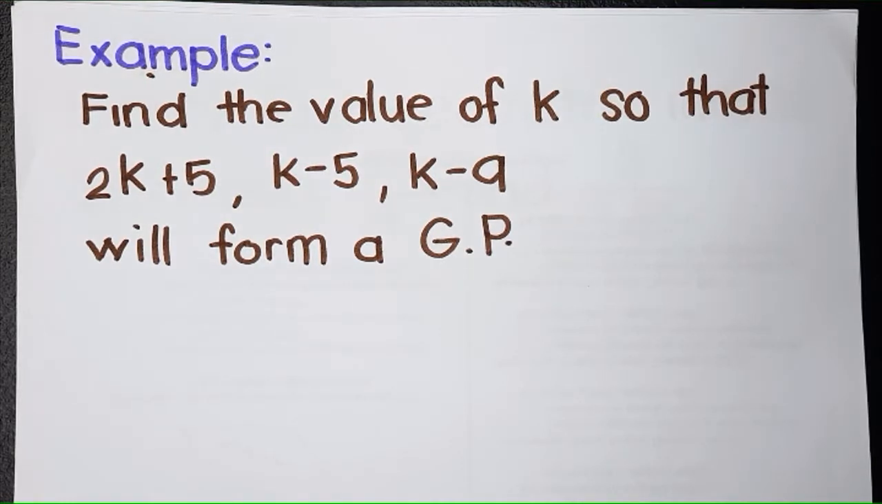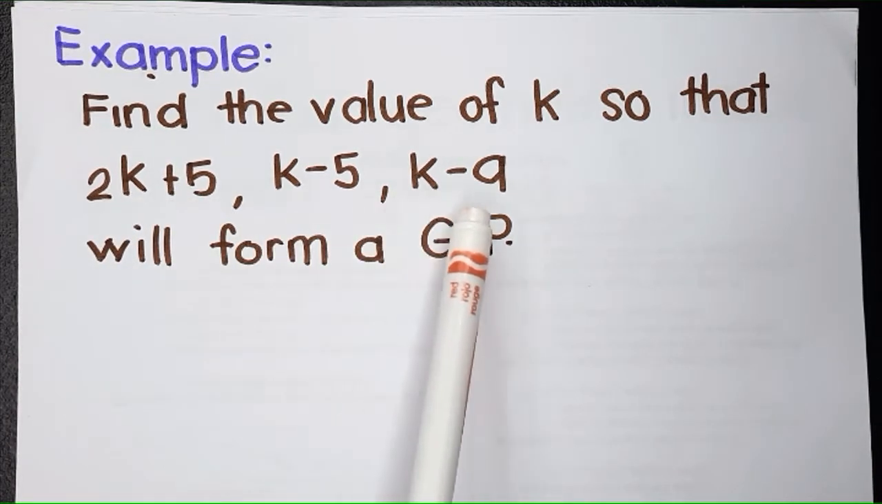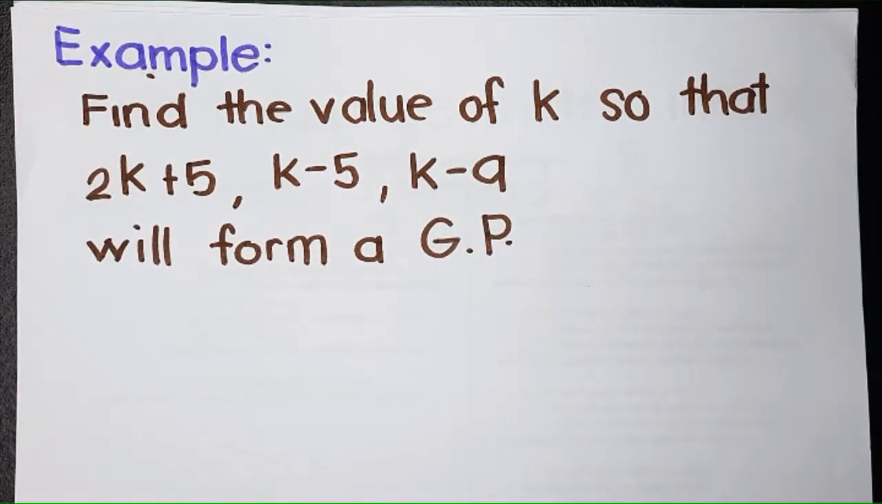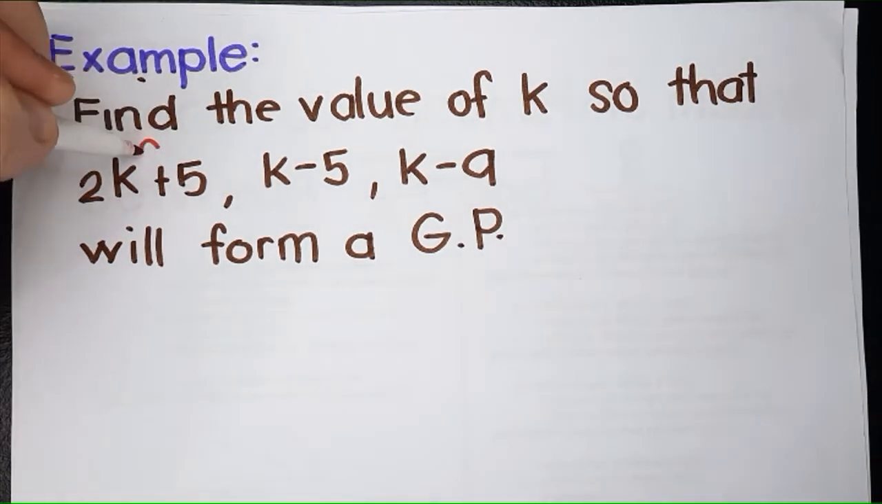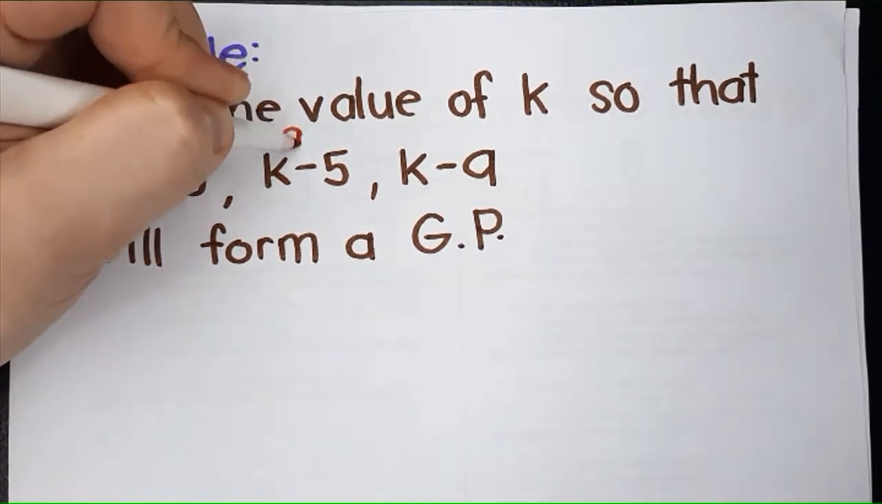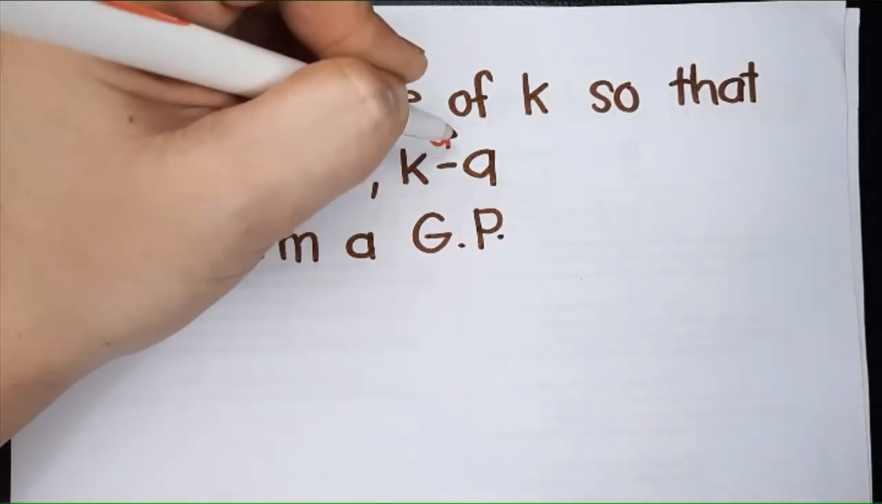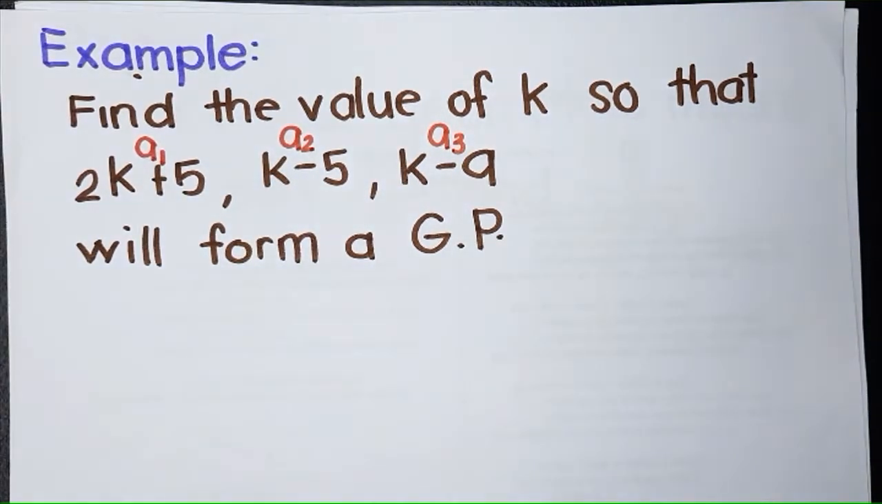Okay, let's have this example. We are asked to find the value of k so that these 3 numbers here will form a geometric progression. What do we know about a geometric progression? They have a common ratio, right? So let's say this is A sub 1, this is A sub 2, and this is A sub 3. Okay? How do we get the common ratio?